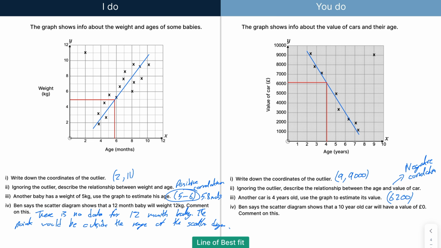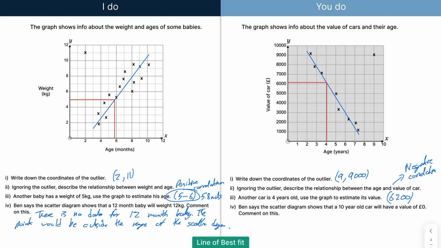And then it says, Ben says the scatter diagram shows a 10-year-old car will have a value of 0. Now, this is an excellent example. Just because a car is 10 years old doesn't mean the value will be 0. We don't want to use this to predict that because we don't have any data there. The data we have stops here. That stops at about 7.5 years. So we can't use this to estimate that.